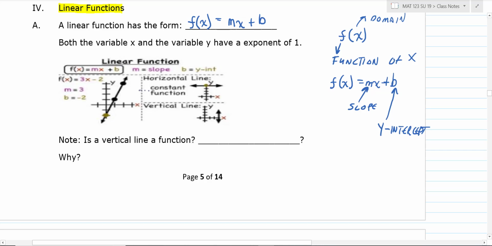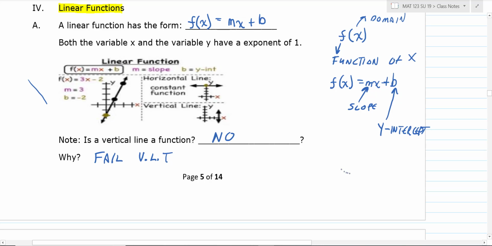So good question here. Linear functions have got a couple of ways. They can slant like this. They could slant downwards. They could be horizontal, vertical. But would a vertical line be a function? The answer is no, because it would fail the vertical line test.